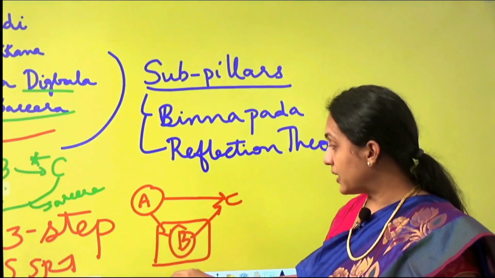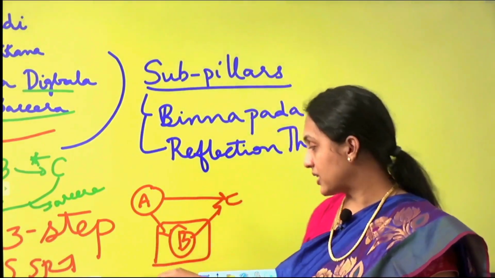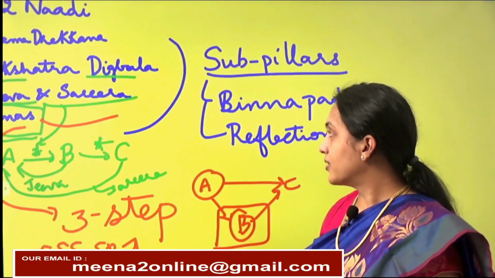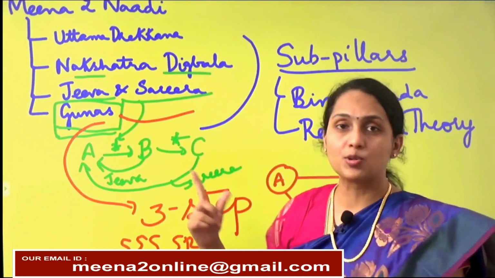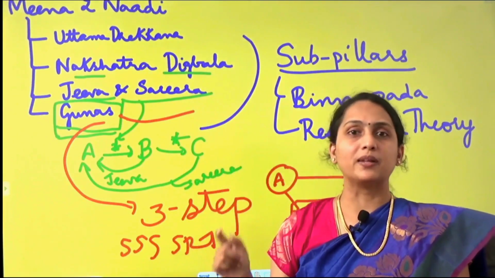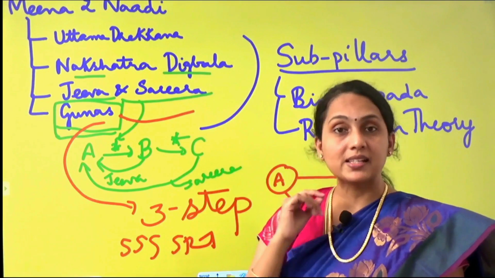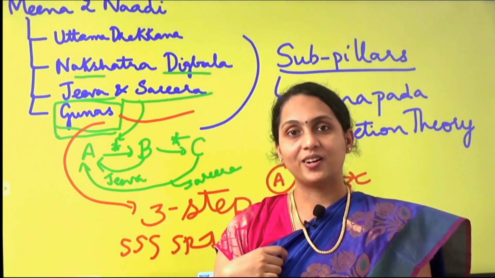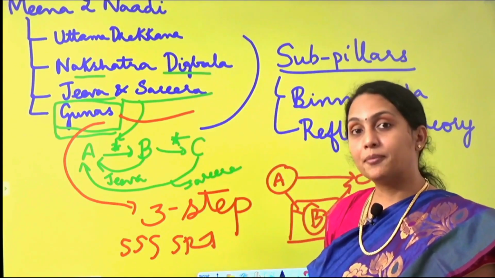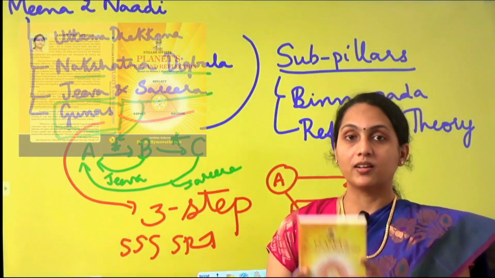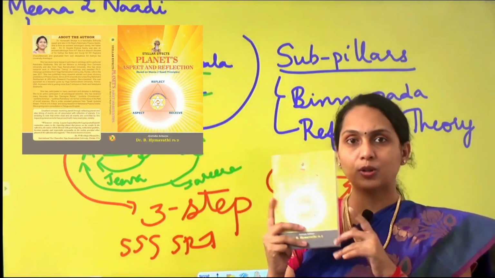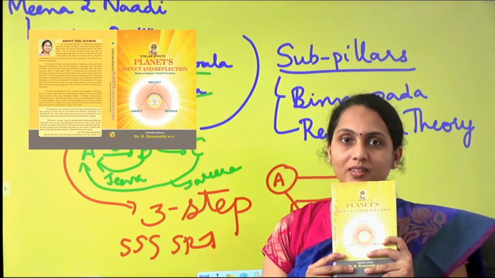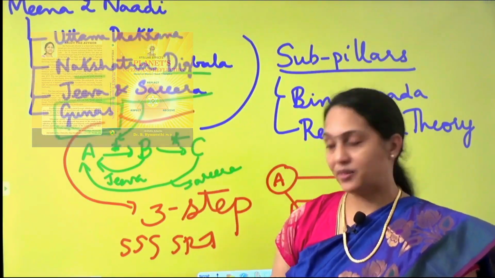All of these pillars are seeded concepts in Meena2 Nakshatra Siddhantha, and a lot of research work has been done on each of them. He has given 2-3 pages of explanation, but 300-400 pages of work have come on each of these pillars. On reflection theory, Professor Haimavati, one of our faculty in JKR, has also written a beautiful book that has come out on this concept of A reflecting on B.